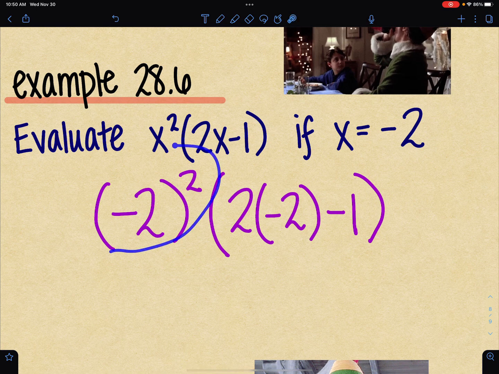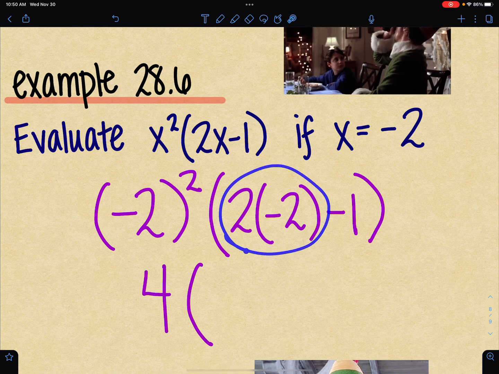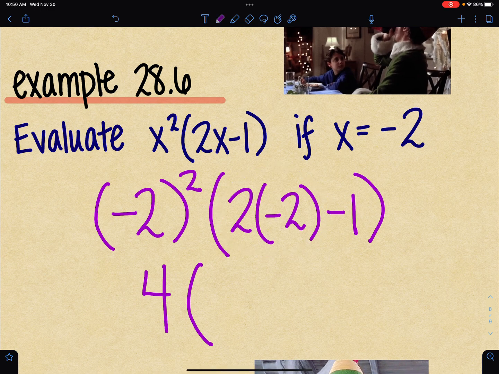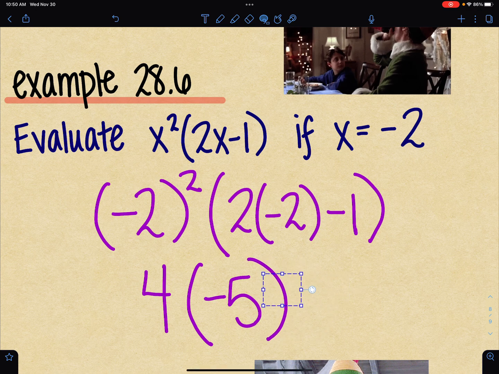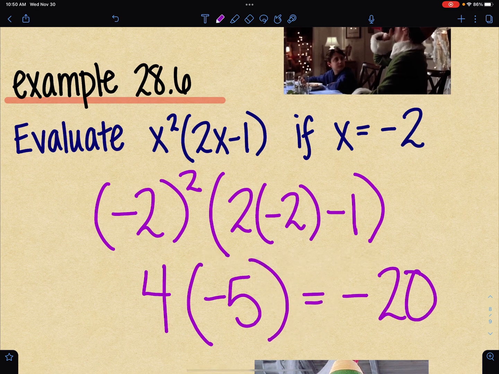Let's do this first. This is the same as negative 2 times negative 2, which is going to be positive 4. And this is going to be the same as 2 times negative 2 is negative 4 minus 1. Negative 4 minus 1 is the same as negative 5. Okay. And then what is 4 times negative 5? It's negative 20, and that's the answer.